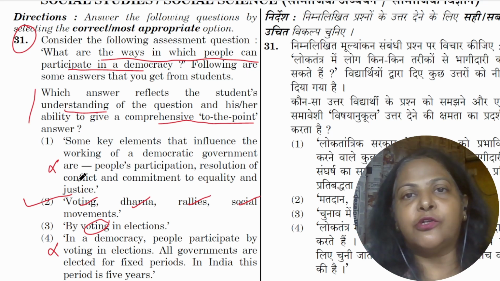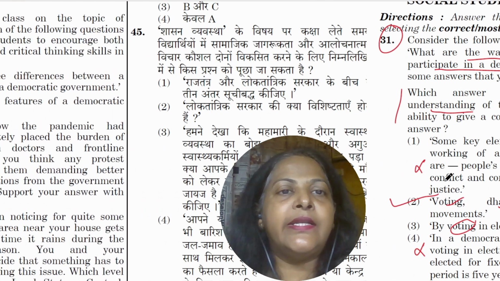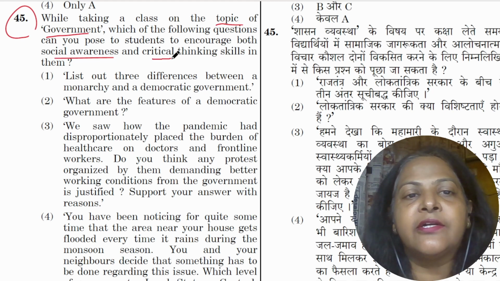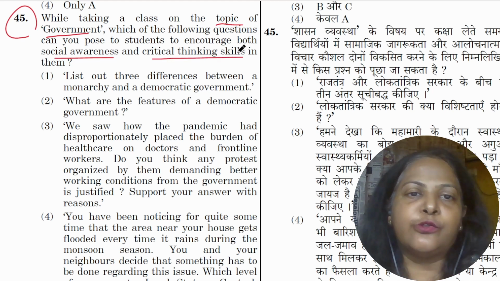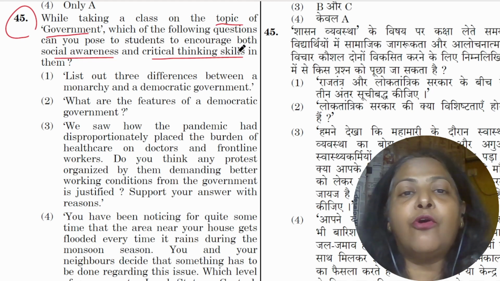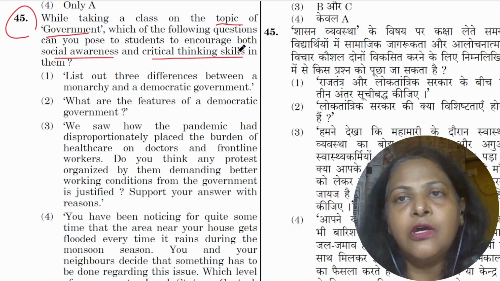The next question was question number 45. While taking a class on the topic government, so there's a government, this is the topic, which of the following questions can you pose to students to encourage both social awareness and critical thinking skills? So you are talking about critical thinking skills. These are a higher order skills, anything in which they can analyze, but also about social awareness.